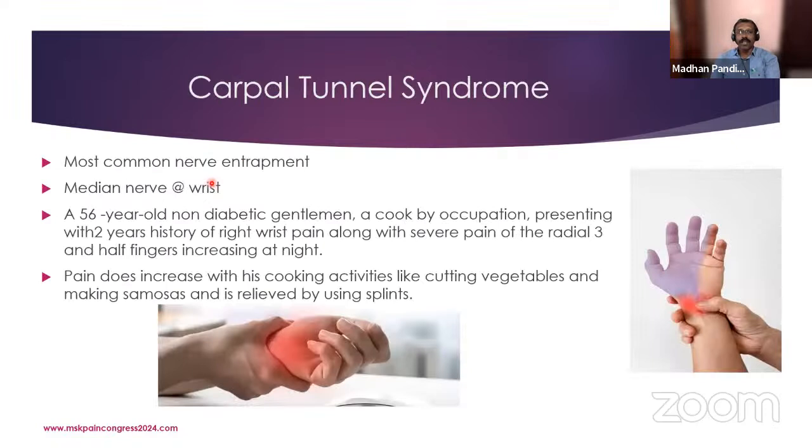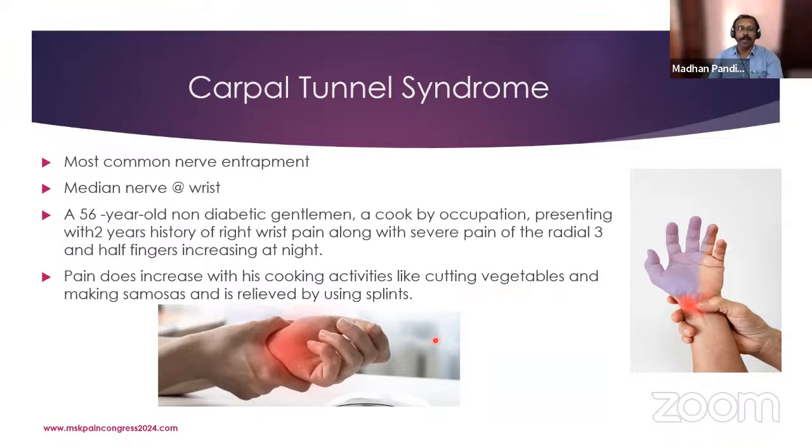Now, we move on to a clinical situation where there is a 56-year-old man who is a non-diabetic, a cook by occupation, presenting with 2 years of history of a right wrist pain along with severe pain of the radial 3.5 fingers. So this is the radial 3.5 fingers distribution of pain, particularly severe at night, which increases with specific activities like cutting vegetables and making samosas. So what is this particular pain syndrome?